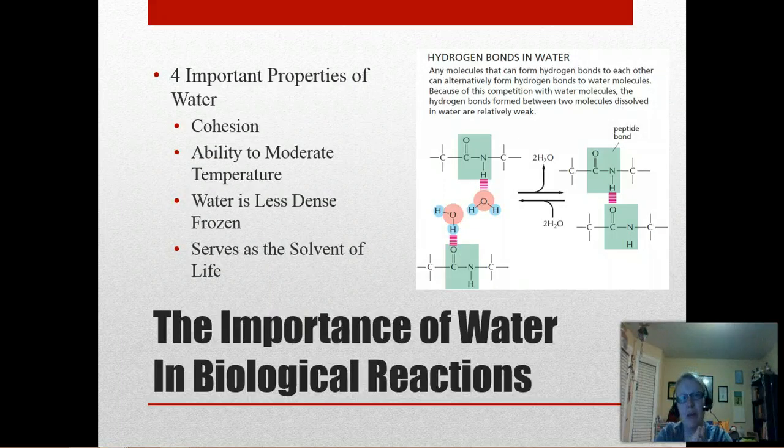The big thing that we haven't talked about yet is water. Our cells are about 70% water, which means that water is critically important to the cell. And there are 4 important properties of water that we need to make sure we understand. Cohesion, which is how water molecules bond together to form almost a surface. If you've ever put water on a penny and formed that bubble, that's surface tension, that's cohesion. It's a huge factor.